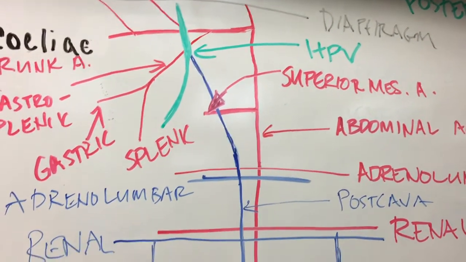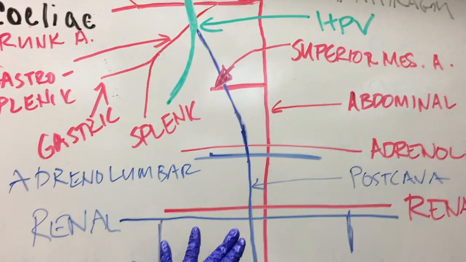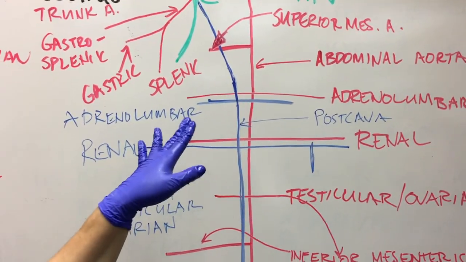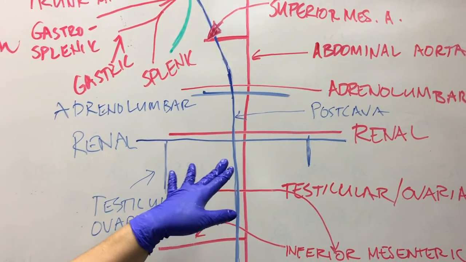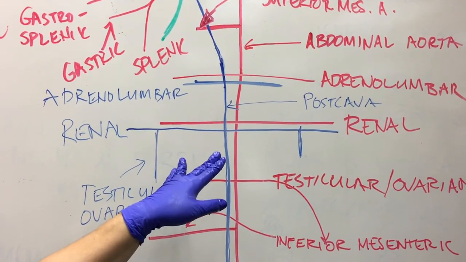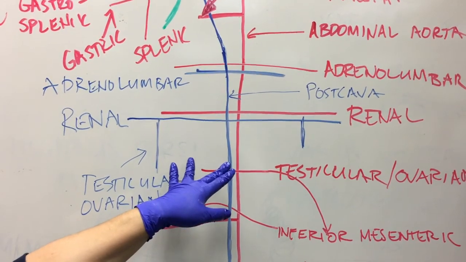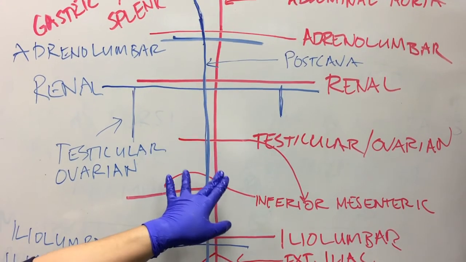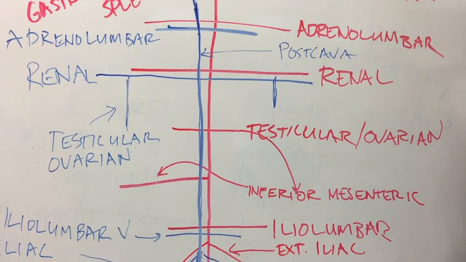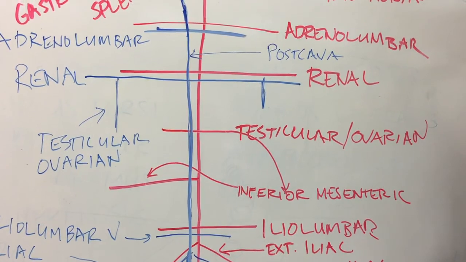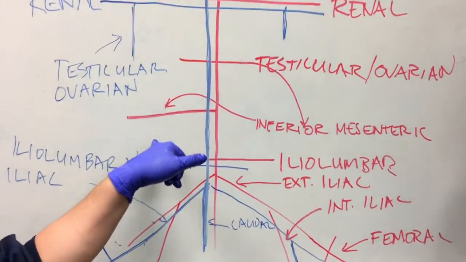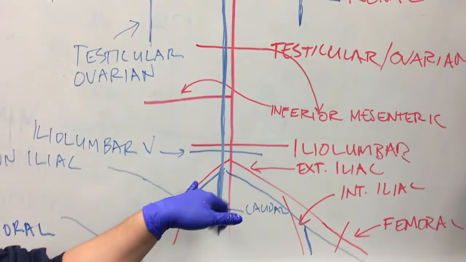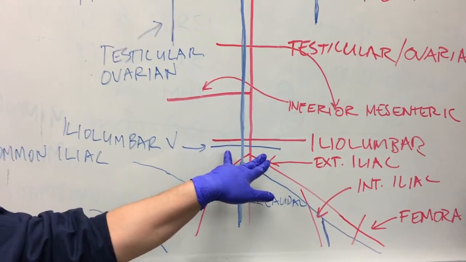The branch following that is a paired branch called the adrenolumbar artery, and it feeds the area where the adrenal glands and the upper lumbar vertebral column is. Then we have another pair of arteries, the renal arteries. We have another pair of arteries, which are either the testicular or ovarian arteries. We have a single artery going to the colon. This is called the inferior or posterior mesenteric artery. Then we have another pair called the iliolumbar arteries.